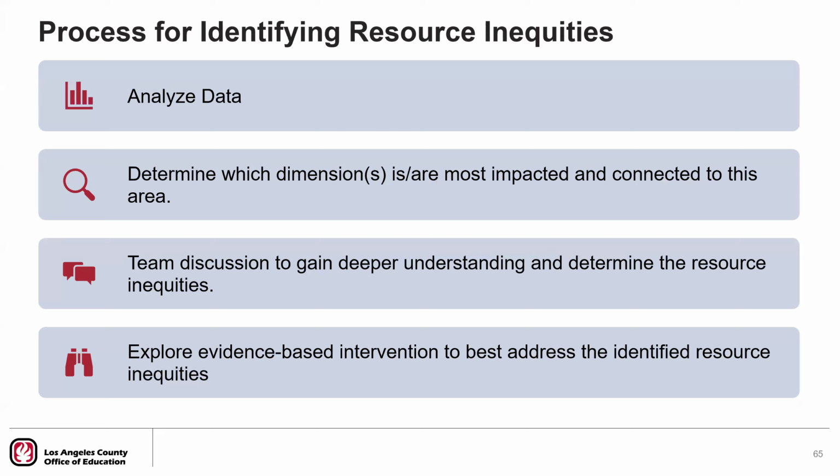One process to support identification of resource inequities is included here. It starts with a thorough data analysis to identify at least one indicator that needs greater attention, then determine which dimension or dimensions are most impacted and connected to this area. Teams can then work together to create a deeper understanding of that source of inequity and support evidence-based interventions to address it. This work would then be summarized in the school's CSI or ATSI plan. Let's take a look at a few scenarios in the next few slides.